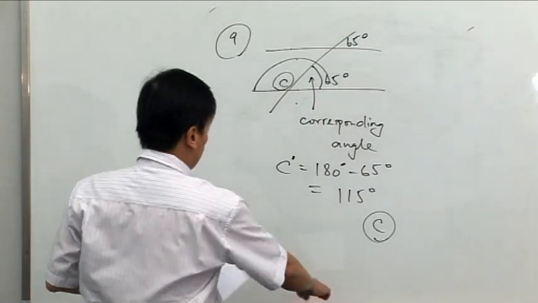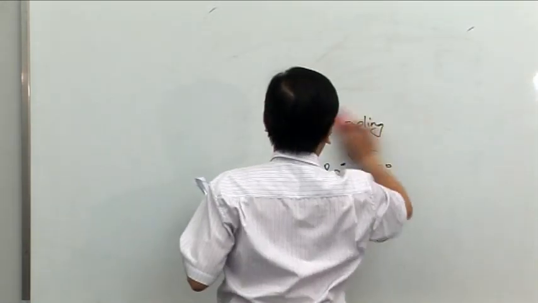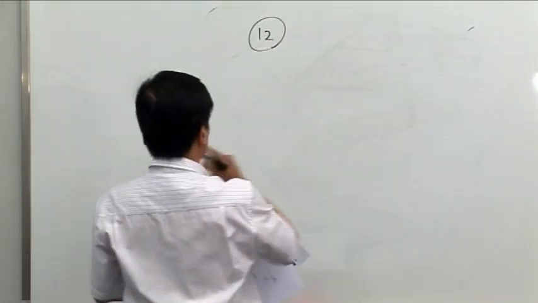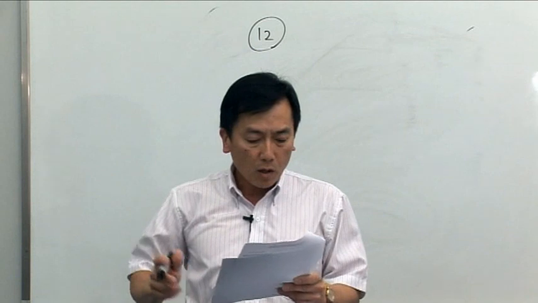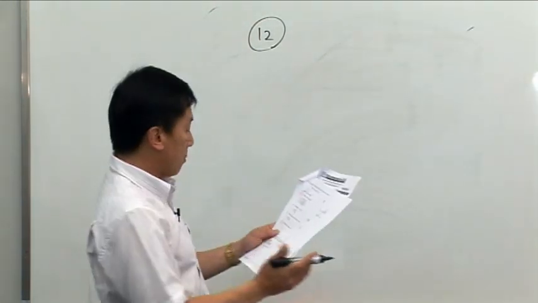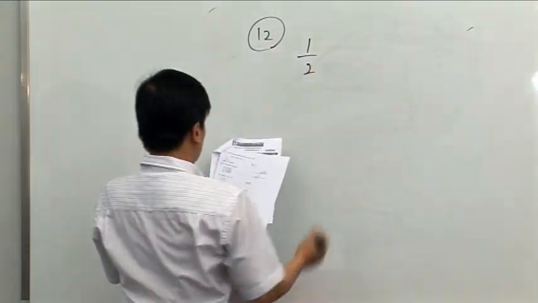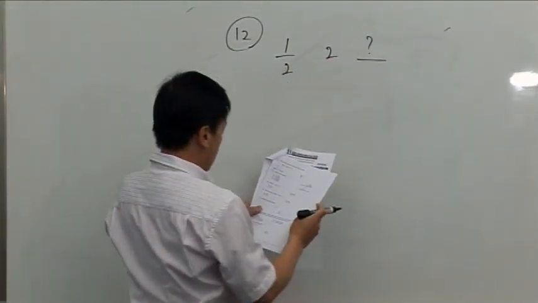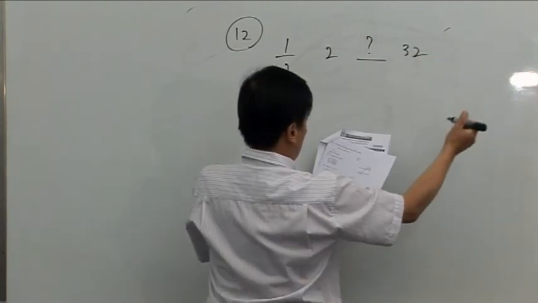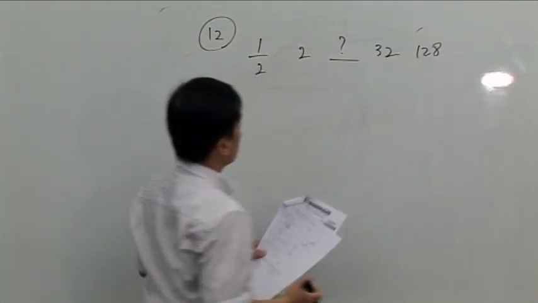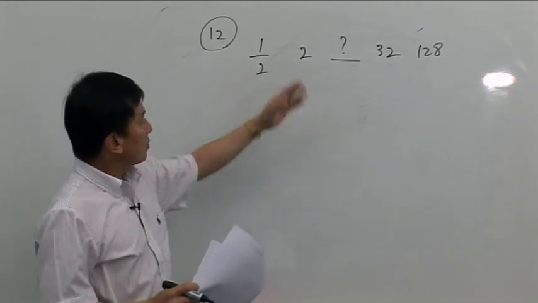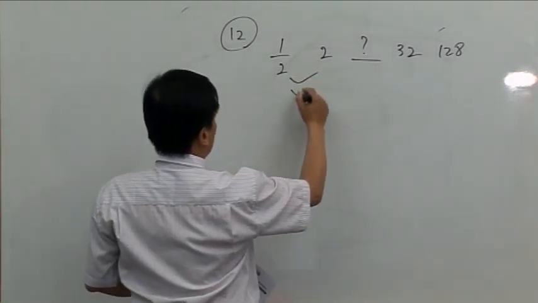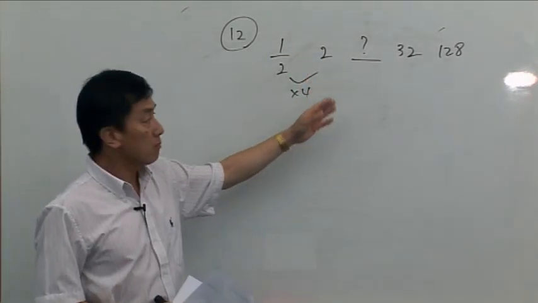Now let's look at the next one. Let's look at question 12. We want to complete the number sequence. If I can repeat the sequence, we've got a half, we've got 2, now this is the question mark, we've got 32, and we've got 128. Let's have a look at from a half to 2. How do I go from a half to 2? I would need to multiply that by 4, that would give me 2.